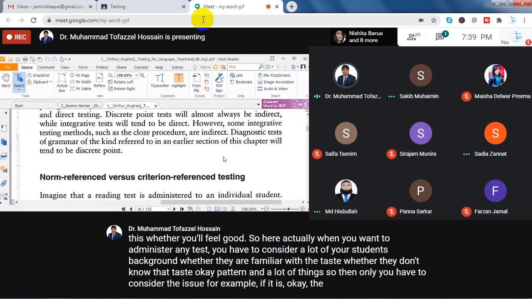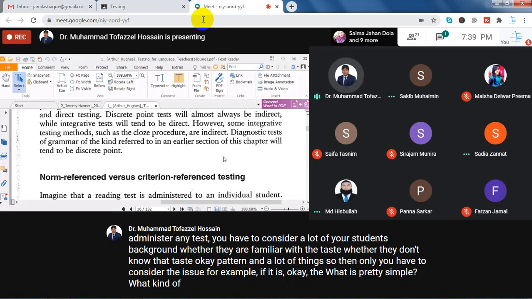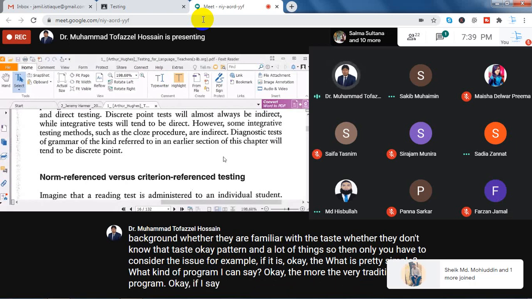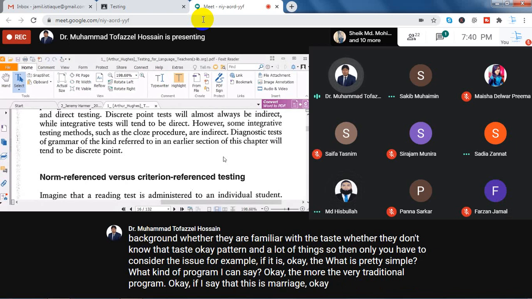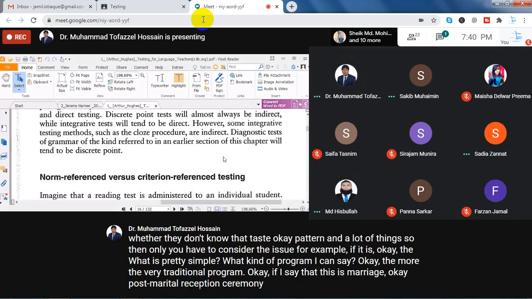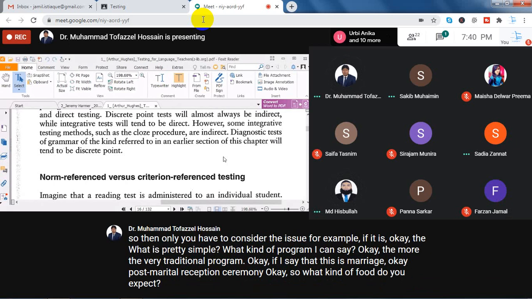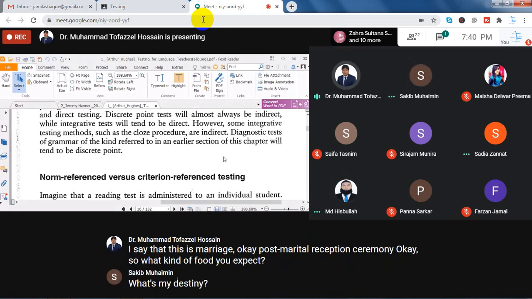For example, what kind of program can I say? Okay, a very traditional program. Okay, if I say that this is a marriage, post-marital reception ceremony. Okay, so what kind of food do you expect? Post-marital ceremony.